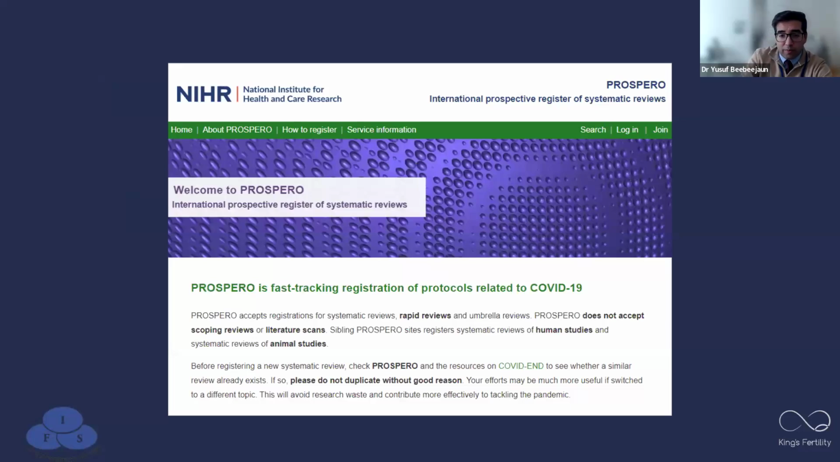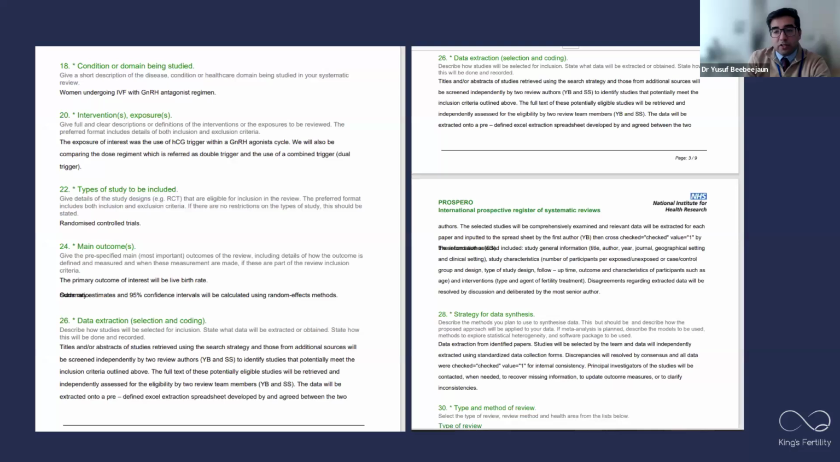So this is what the Prospero website looks like. You can access that anywhere around the world. It's an NIHR website. So you register for your systematic review here, and essentially at the end of it, you'll complete something that looks like this. So the condition that we're looking at is women undergoing IVF, the intervention that we have in mind, and what the comparator will be. Here, I'm only looking at RCTs, which is what you should be aiming for when you do a systematic review. You can still do a systematic review for cohort studies, but it's not that powerful. And then we define what your outcome of interest should be and how we're going to go ahead and extract the data. So it allows you to essentially formulate a plan.